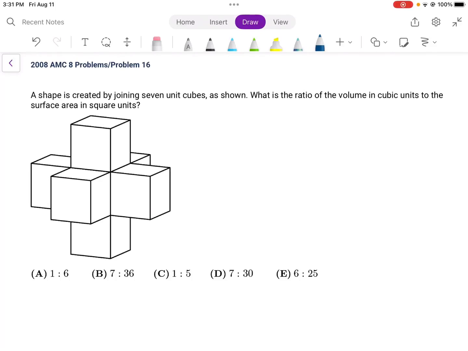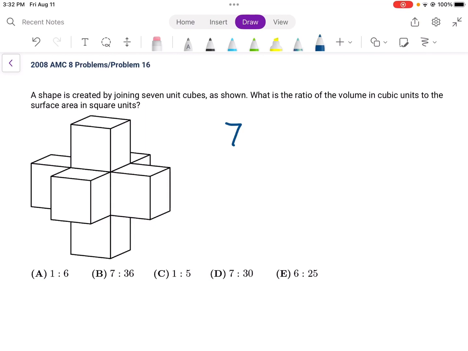Problem 16. From the figure, we can see that there are 7 unit cubes, so the volume should be 7. And there are 6 cubes that are facing outside. One center cube is completely inside. We can't see any surface.